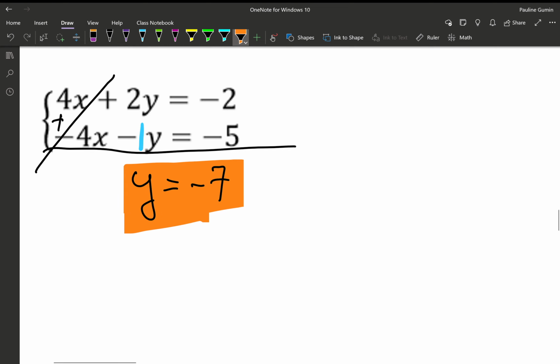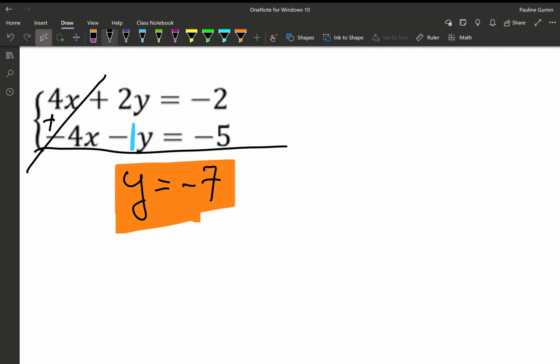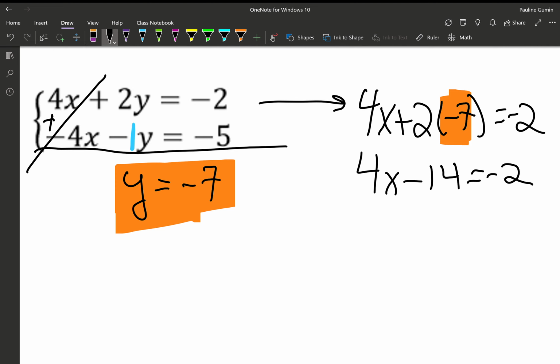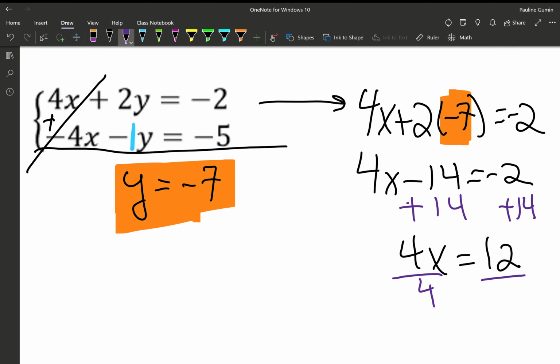Let's finish this by plugging it into either the top or bottom equation. I feel like doing the top. So 4x plus 2 times negative 7 equals negative 2. The first thing we need to do here is multiply 2 and negative 7. So that's negative 14. Let's add 14 to both sides. So we've got 4x equals 12. And we finish by dividing.